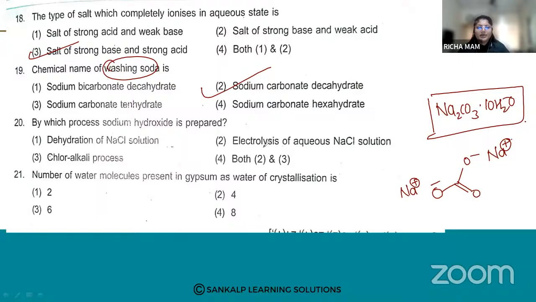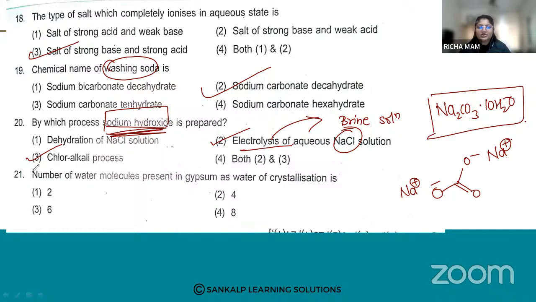So you can prepare sodium hydroxide by electrolysis of aqueous NaCl solution, which is called the brine solution. You are going to pass electric current through the brine solution. And second is the chlor-alkali process. By both these processes, you can prepare sodium hydroxide.